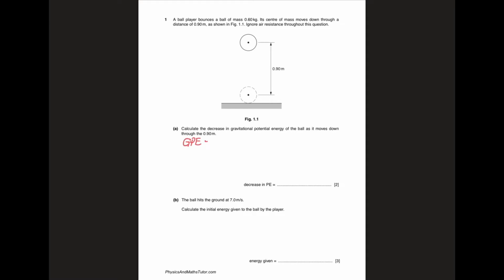So we have to use the formula for gravitational potential energy, which is mgh. The m is 0.60, the g is 10, the height 0.90. Then after that we just press calculator. Okay, then we get 5.4 joule. 5.4 joule is the answer.